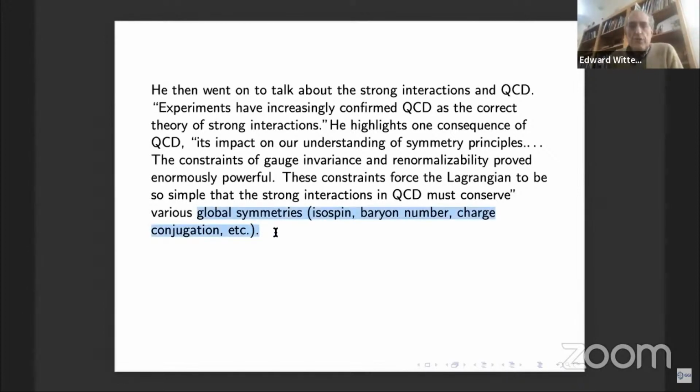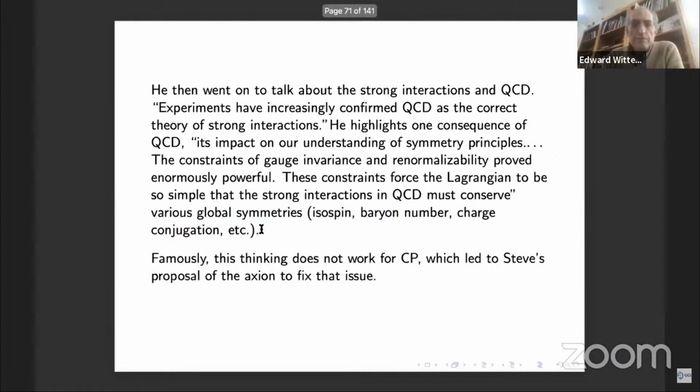I guess we should also add strangeness and flavor SU(3) and parity. Famously, this doesn't work for CP. Not parity, therefore. Famously, it doesn't work for P or CP, which led to Steve's proposal of the axion to fix that issue. And that, of course, is a still unresolved question in physics, whether there really is an axion, whether that's the right interpretation of why the strong interactions conserve CP.